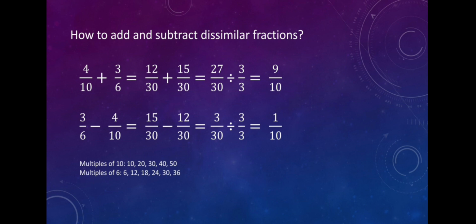3 over 30. And then we divide it by their GCF to reduce to its lowest term. 3 divided by 3 is equal to 1, and 30 divided by 3 is equal to 10. 1 over 10. 1 over 10 is a fraction in its lowest terms. So therefore, 1 over 10 is the answer.